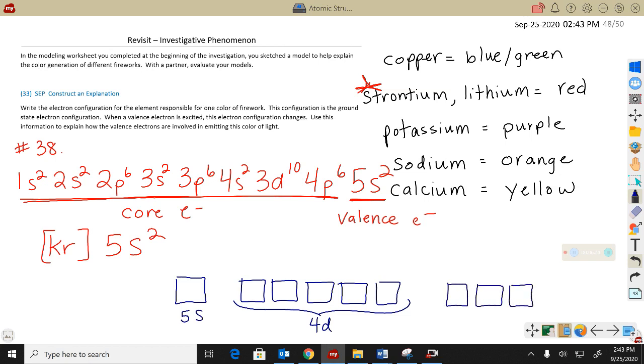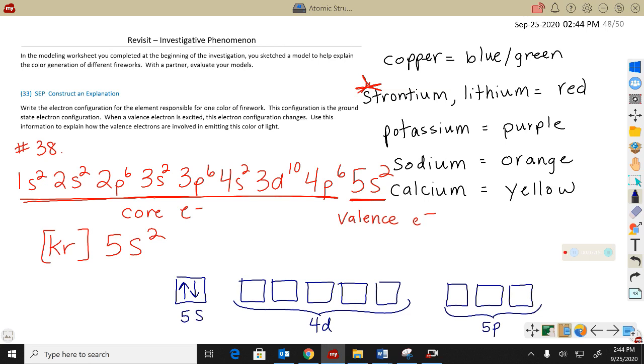So this would be like the 5p. Okay, so here's the outer-ish shell, I guess, of strontium. I put this as the row of the periodic table where you'd find strontium. Now, typically, strontium would just have the 5s2 filled. There is strontium in its ground state, its valence outermost electrons in the ground state.